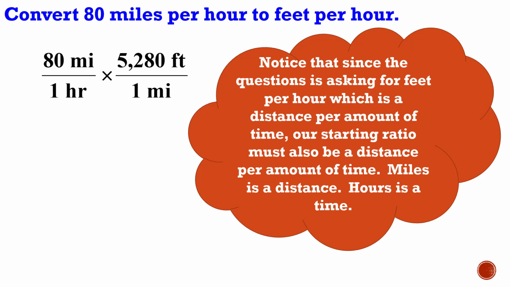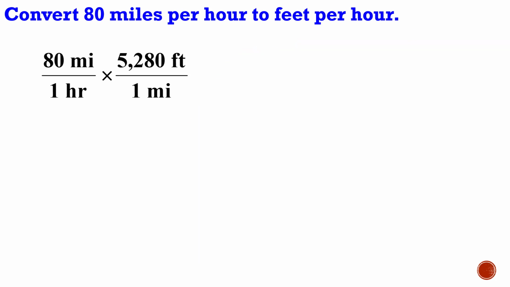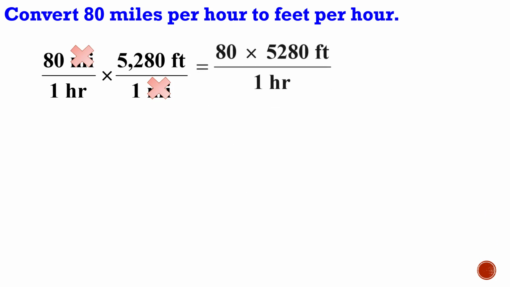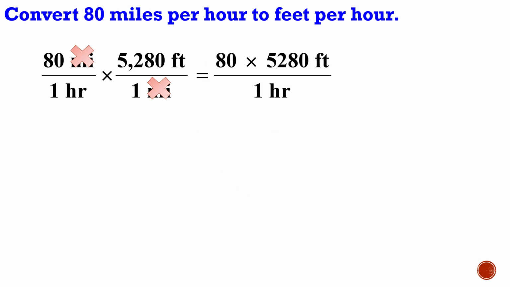Well, now is where we can start canceling stuff out. So notice I can cancel out my miles and multiply straight across. 80 times 5,280. And 1 hour times 1 simply gives us 1 hour. Now, certainly we're going to do the multiplication there and simplify that. We end up with 422,400 feet per 1 hour.